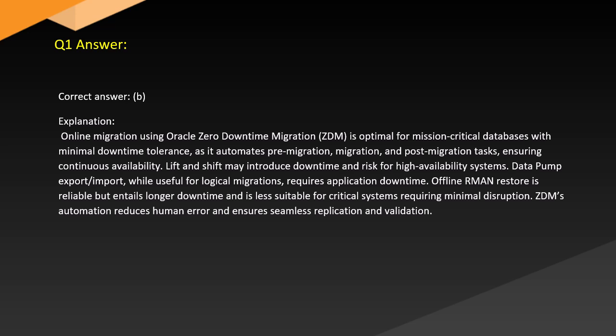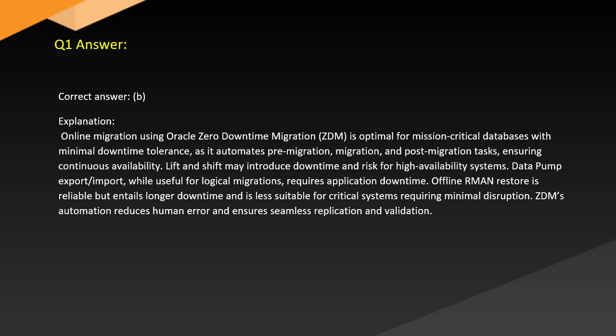Answer. Correct answer: B. Explanation. Online migration using Oracle Zero Downtime Migration (ZDM) is optimal for mission-critical databases with minimal downtime tolerance, as it automates pre-migration, migration, and post-migration tasks, ensuring continuous availability.